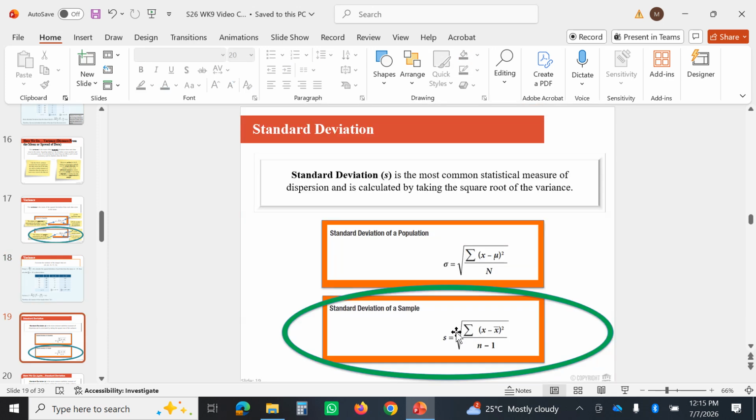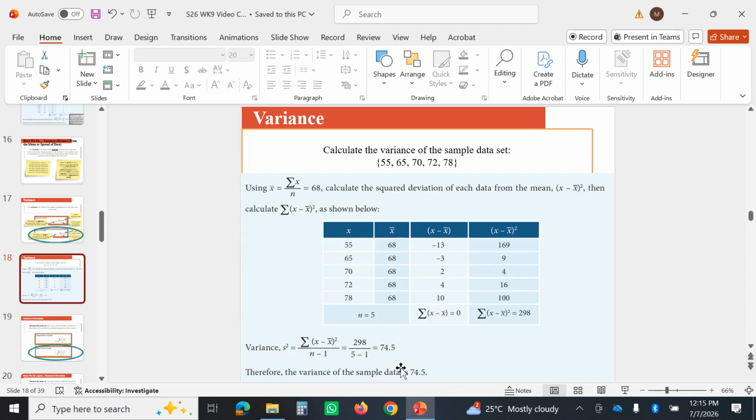Standard deviation is the most common statistical measure of dispersion and is calculated by taking the square root of the variance. So what we just found, this meaningless number, 74.5, I don't even know what that means. Wait a second, we just found the variance, right, Ian? We did. You found the variance for this particular sample, and the variance in this case is 74.5. It doesn't mean anything yet. I have to transform that number into standard deviation, and then it starts to sing.